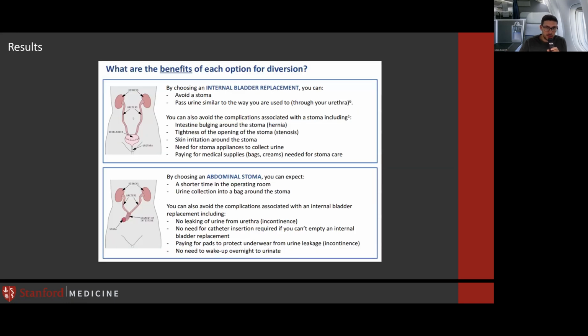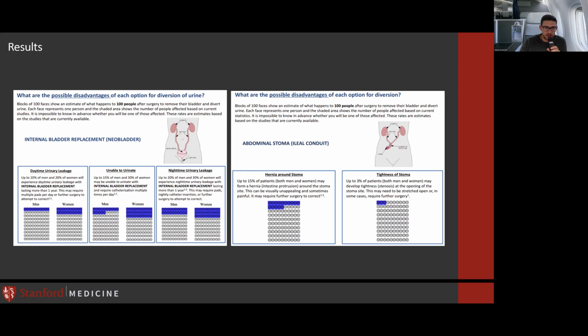After introducing what the two are, they go through the benefits of each option for diversion, and then the risks of them or disadvantages. For neobladder, they highlight the daytime and nighttime urinary leakage, as well as urinary retention. For ileal conduit, they highlight peristomal hernias and stomal stenosis. And they're using these graphics here to try and demonstrate the incidence of each of these outcomes. They're doing it in this graphical manner, claiming that it's a little bit easier for patients to see comparatively.